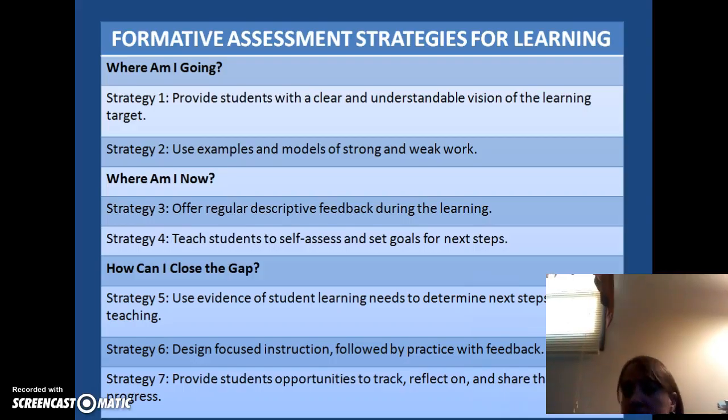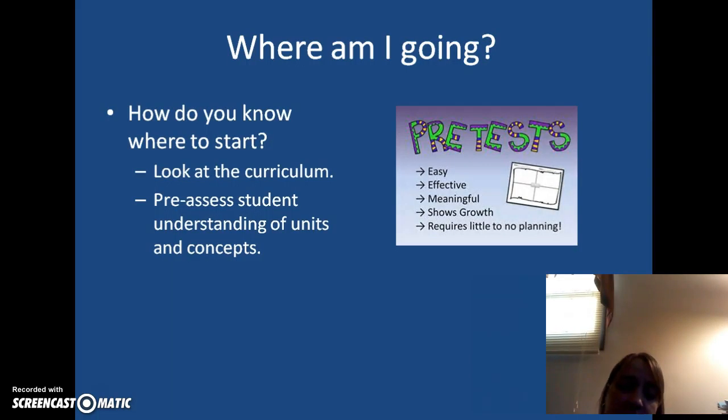Formative assessment strategies for learning. Strategy 1, providing students with learning goals, learning targets. Strategy 2, using examples and models of strong and weak work. Strategy 3, giving descriptive feedback. Strategy 4, students self-assess and set goals. Strategy 5, evidence of student learning needs. Strategy 6, design focused instruction. And Strategy 7, provide students opportunities to reflect on their learning.